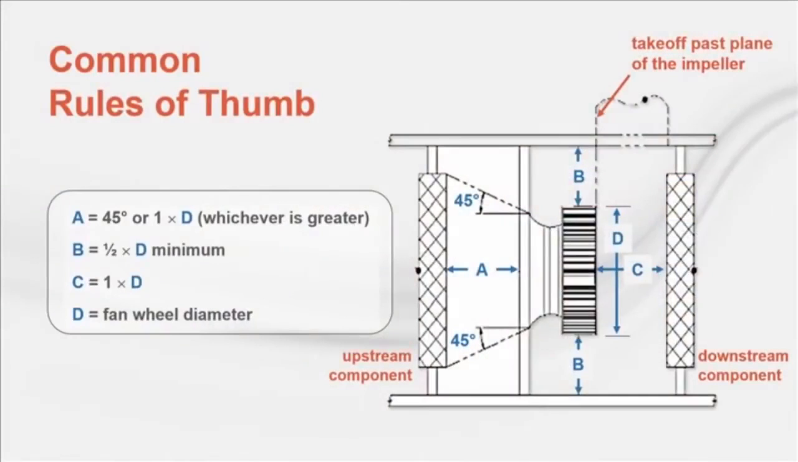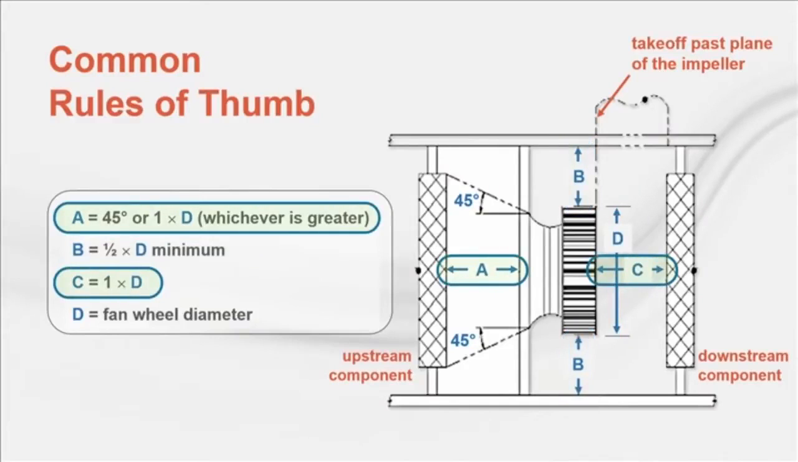With a fixed aspect ratio, this impact can be more easily tested and predicted. But for a variable aspect ratio unit, the industry tends to rely on some common rules of thumb. For example, the recommended minimum distance between the outer edge of the fan impeller and the surrounding cabinet is often kept at half the fan wheel diameter or greater. And the minimum distance between the fan and upstream or downstream components is generally 1 fan diameter or greater.